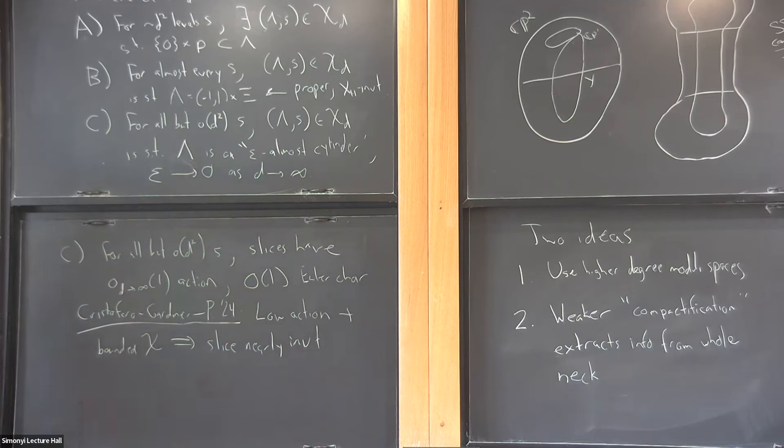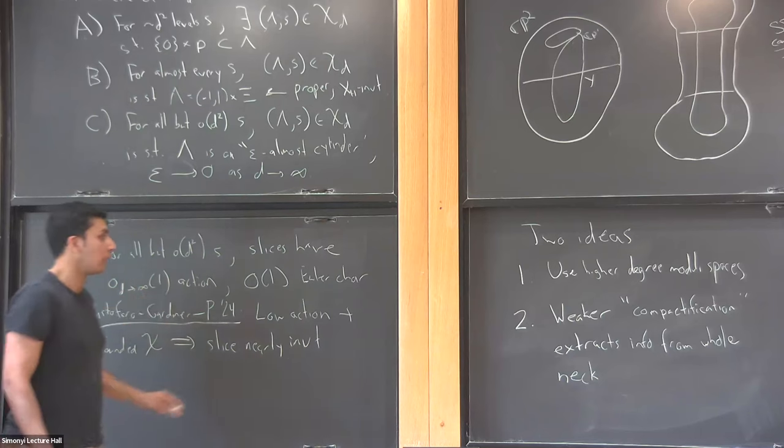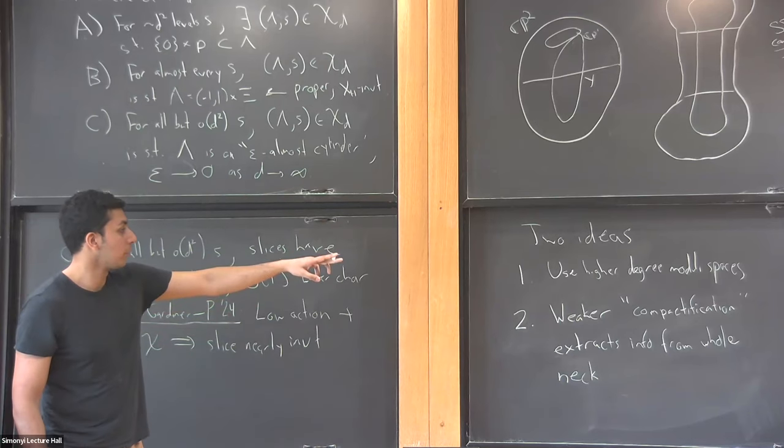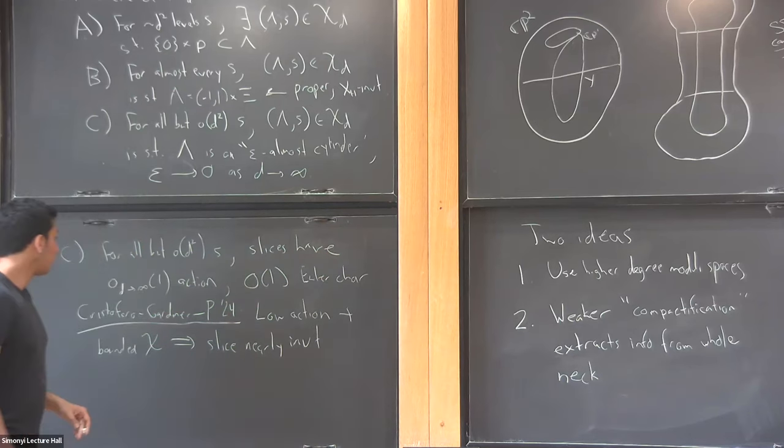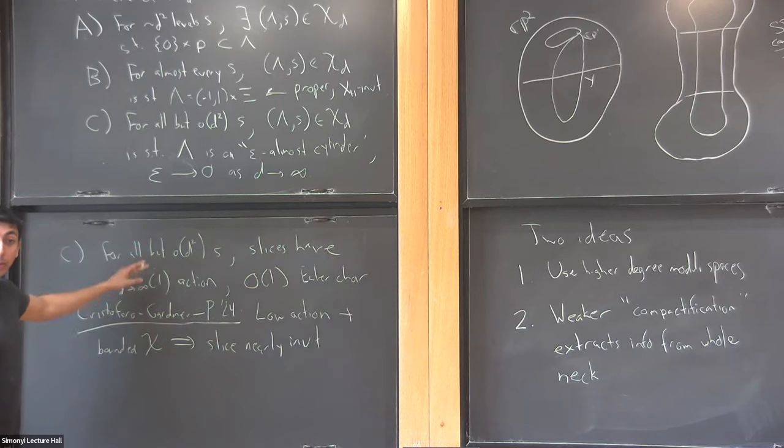So roughly speaking, if you have some compact curve with bounded topology and sufficiently low action, then it'll look almost like a cylinder over an invariant set. That's kind of the point here. And so we strongly use these properties that are known for the degree D moduli space to ensure that most of the slices have this property. Actually, all but little o of D squared of the levels have this property.